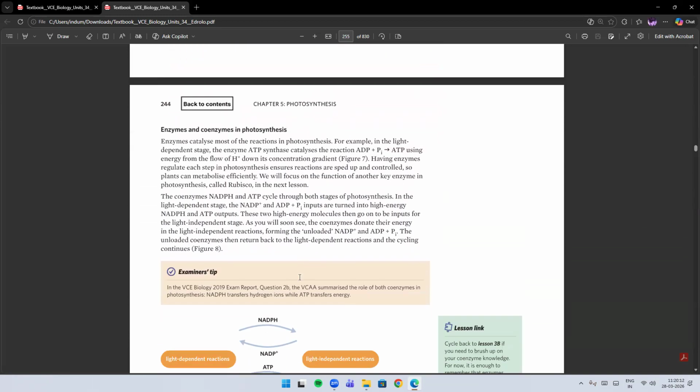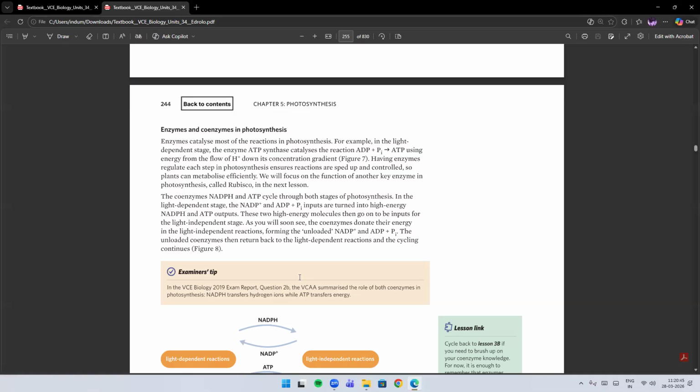Enzymes and coenzymes in photosynthesis. Enzymes catalyze most of the reactions in photosynthesis. For example, in the light-dependent stage, the enzyme ATP synthetase catalyzes the reaction ADP plus inorganic phosphorus to form ATP using energy from the flow of hydrogen ions down its concentration gradient. Having enzymes regulate each step in photosynthesis ensures reactions are sped up and controlled, so plants can metabolize efficiently.